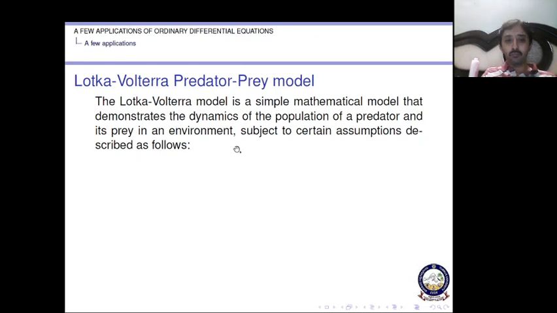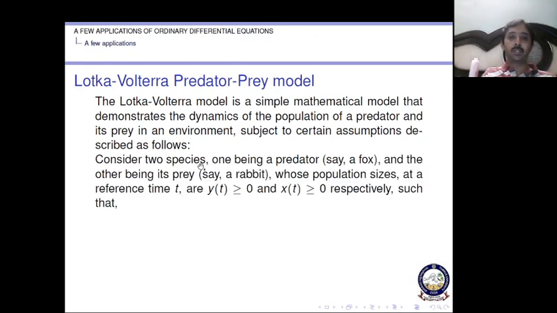Now we will consider two species. One of the species is a predator. For our discussion from now on, we'll assume that the predators are foxes, and the other species is a prey, which is taken to be a rabbit in this particular discussion. So we are going to assume that the population size of the foxes is y of t, and the population size of the prey, which is rabbits, is x of t. So at a reference time t, y of t is greater than or equal to 0 and x of t is greater than or equal to 0.